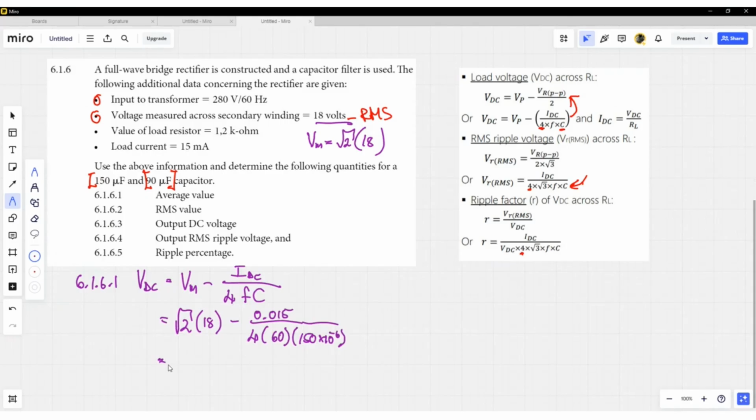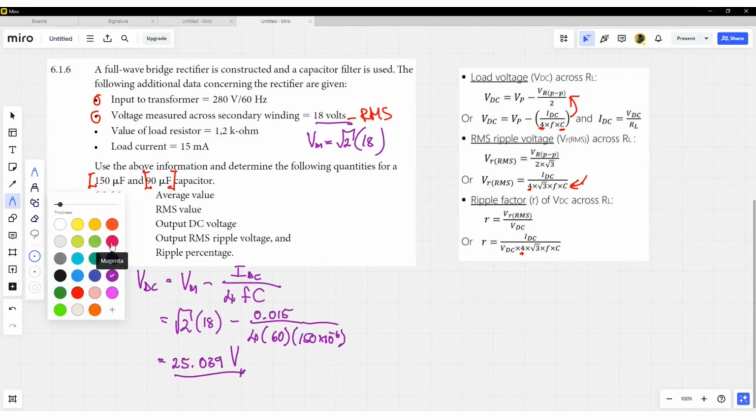Let's quickly calculate what this is going to give us. Okay, square root 2 multiplied by 18, then minus that whole thing, 0.015, multiplied by 1,000,000, and divide that by, or multiplied by 60, and if I calculate it correctly here, you should get 25.039, which is actually very close to the maximum value. So it means we're going to have a very small ripple factor here as well.